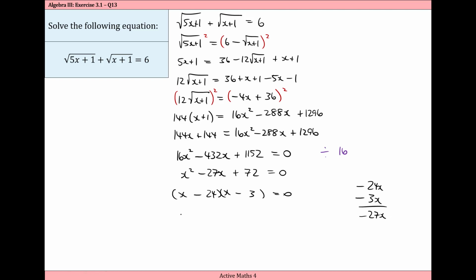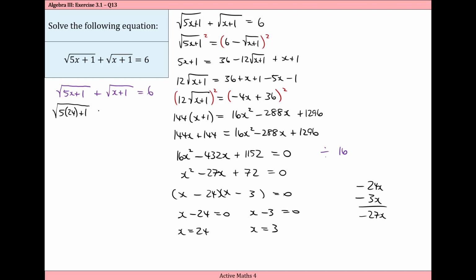I'm going to let each bracket equal 0, so x minus 24 is equal to 0, in which case x is equal to 24, and then x minus 3 is equal to 0, in which case x is equal to 3. So these are the two solutions we've got, but in an irrational equation we have to test the solution. So testing 24 and 3 one at a time by subbing them back into the original equation, we have the root of 5 times 24 plus 1 plus the root of 24 plus 1, and we're going to see if this is equal to 6.